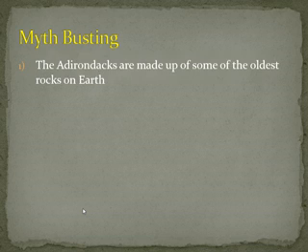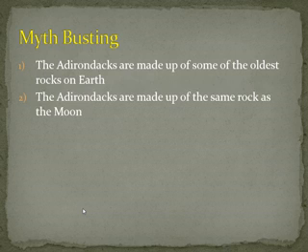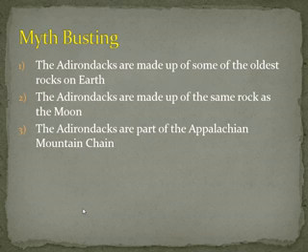So now what I'd like to do is a little bit of myth busting. You may have heard certain things about the Adirondacks, and some of them are patently untrue. Others need a little bit of tweaking. So let's see. Number one, the Adirondacks are made up of some of the oldest rocks on Earth. Well, that's not really true, and we'll get into that in a minute. Number two, the Adirondacks are made up of the same rock as the moon. That also needs to be tweaked a little bit. There's a ring of truth in it, but I'll elaborate.